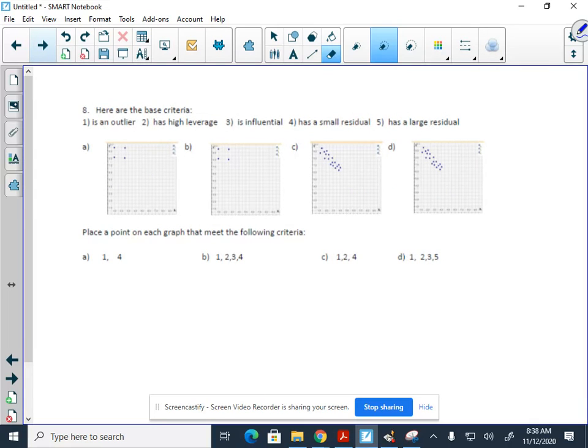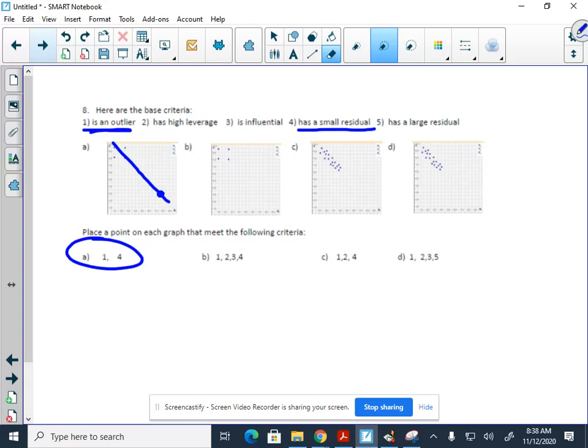Place a point on each graph that meets the following criteria. Here, we're looking for one that's 1 and 4. We want it to be an outlier, so outside the pattern, and we want it to have a small residual. An outlier with a small residual, if I place it here, it's going to force the line to be like this, and it's going to have a small residual.